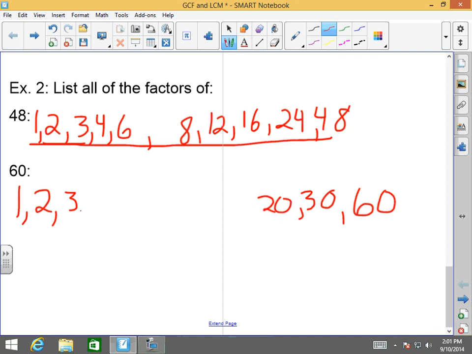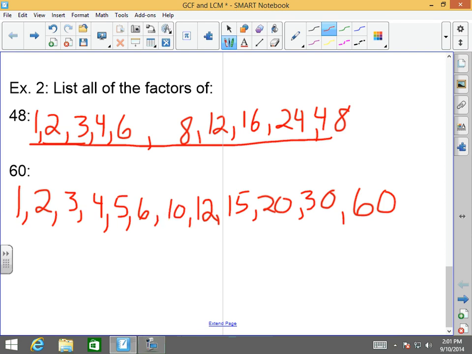Does 4 go into 60? The answer is yes. You got to know your 15 tables, which we've been practicing. It's 4 times 15. Does 5 go into 60? Yes, because it ends in a 0. 5 times 12 is 60. Does 6 go into 60? Yes, because it's divisible by both 2 and 3, and it's 6 times 10.